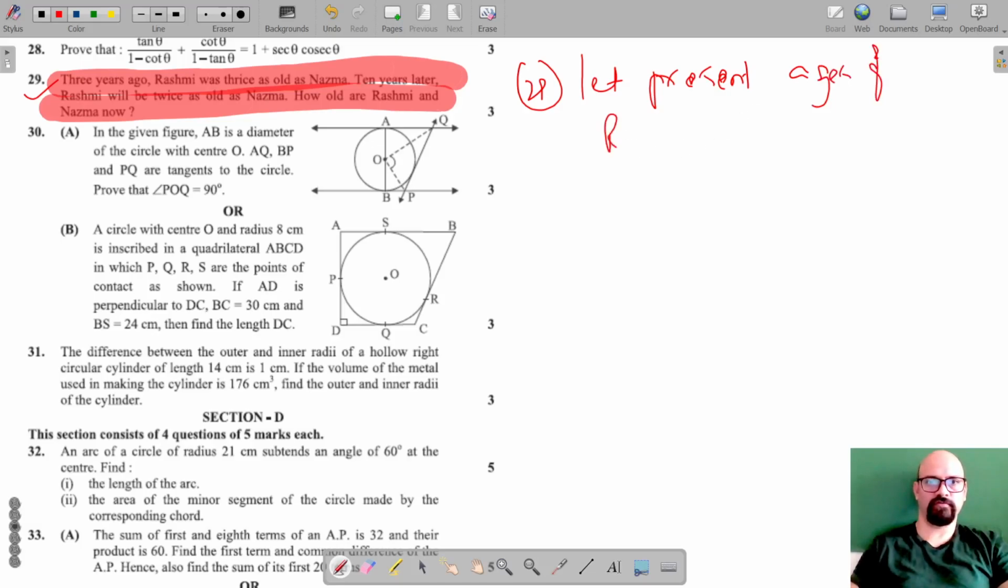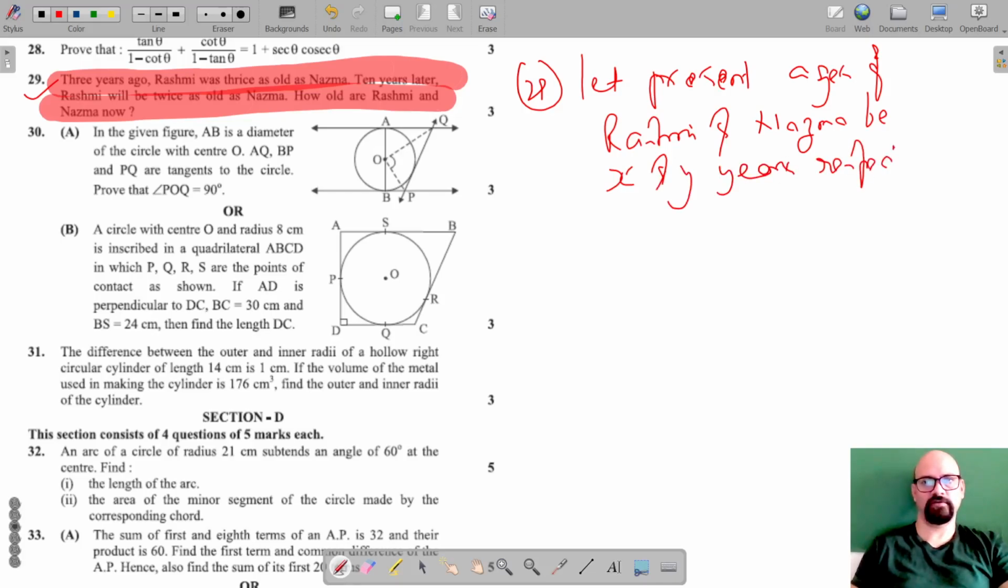Ages of Rashmi and Nazma be x and y years respectively. Now, 3 years ago, Rashmi's age will be x minus 3 and Nazma's age will be y minus 3. So Rashmi was 3 times the age of Nazma.